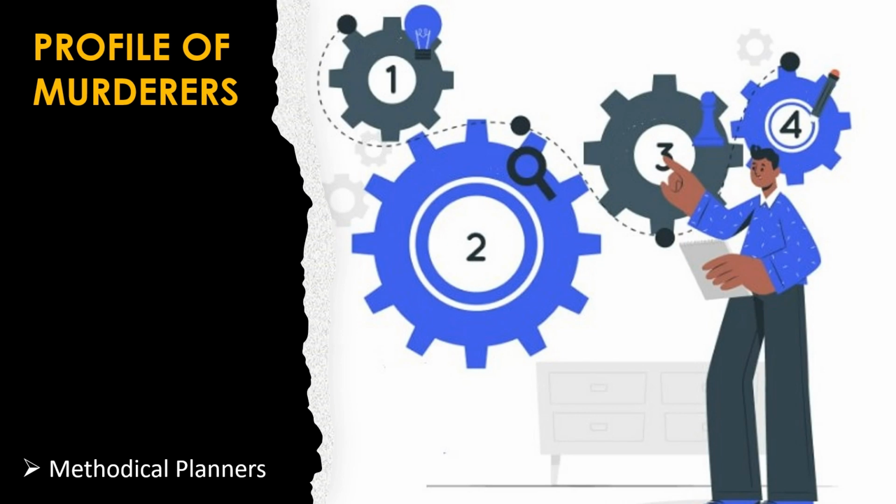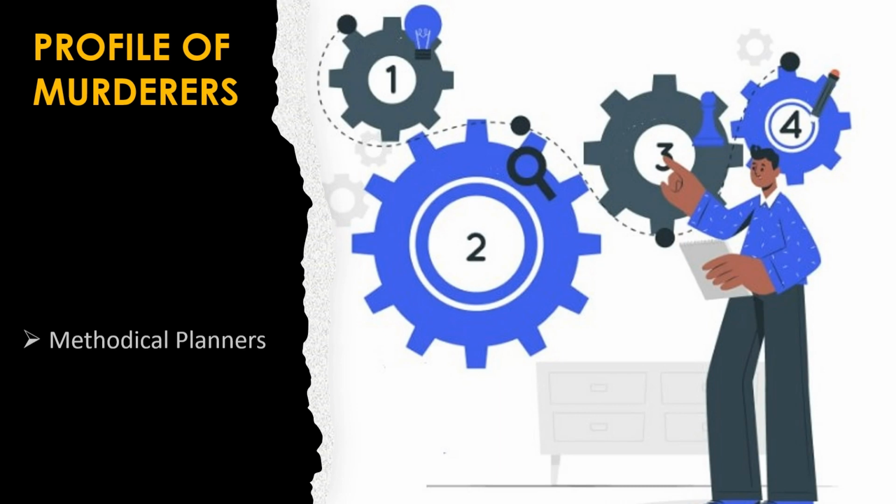Methodical planners. Many of Christie's murderers are meticulous in their planning and execution of the crime. They carefully plot each step to ensure their actions go undetected. These characters often possess a certain level of intelligence and cunning, manipulating the circumstances to their advantage.